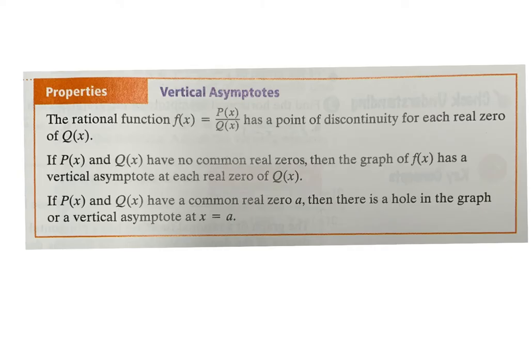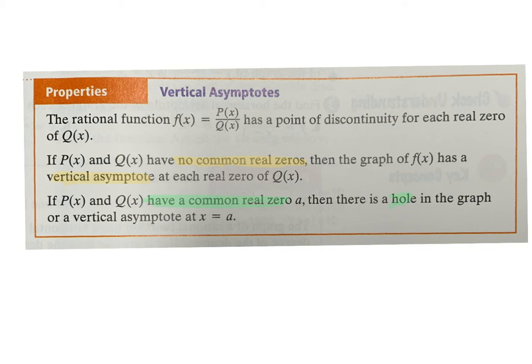The rational function, and that's just a function over a function, has a point of discontinuity for each real zero of q of x. So every time q of x is 0, you're going to have a discontinuity. Every time your denominator is 0, you're going to have a problem. If they don't have any common real zeros, then it has a vertical asymptote. If they do have a common real zero, there is a hole in the graph. So this is what it's telling you. If the numerator and denominator have no common factors, then you have a vertical asymptote. If they do have a common real zero, meaning the top and bottom can cancel, then you have a hole in the graph. All right, hole in the graph.